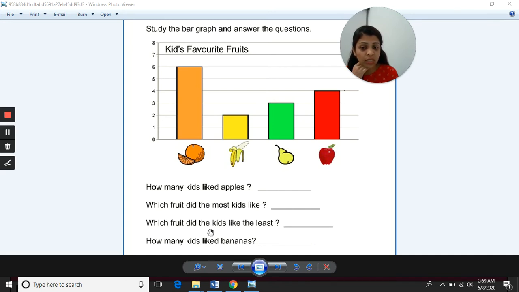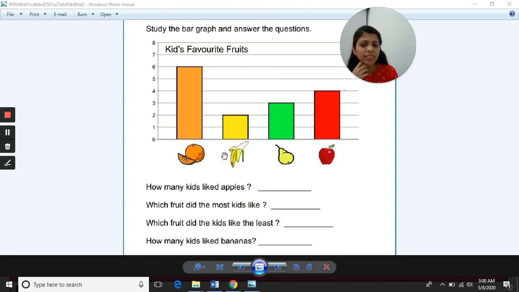Which fruit did the kids like the least? Now look at the shortest one. The shortest one over here, is it pear? No, it is banana, right? So the banana is the least favorite of all for the kids.